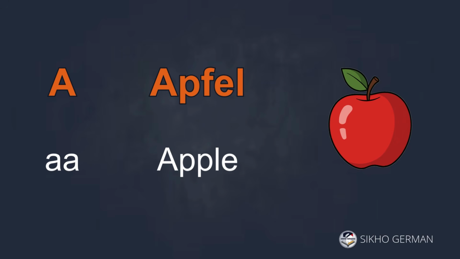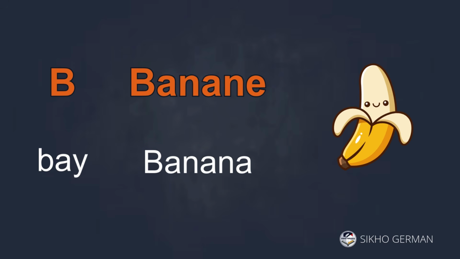You will first see the letter, then hear how to pronounce it, and then see an example word in German with its English meaning. A. Apfel. Repeat. A. Apfel. B. Banane. Repeat. B. Banane.